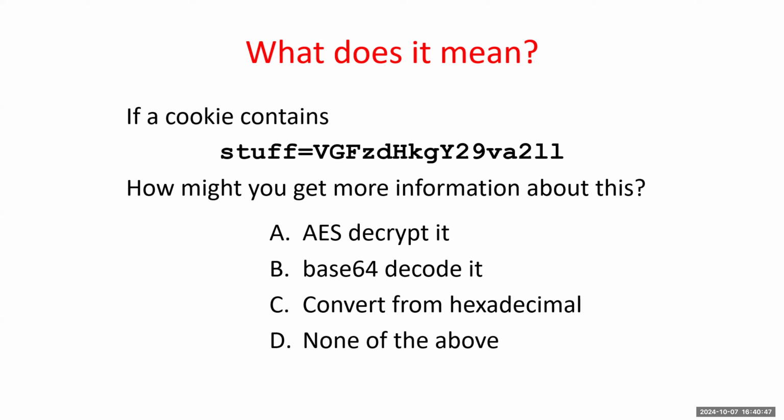Okay, why that answer? First of all, AES decrypted. Well, you'd have to know the key, and we're not going to tell you the key. Converted to hexadecimal. Hexadecimal has the numerical digits and the letters from A to F. This has got V's and G's and other letters, so that's not hexadecimal. Yes, when you see something that's a mixture of upper and lowercase letters and numbers, it's usually base 64 encoded.